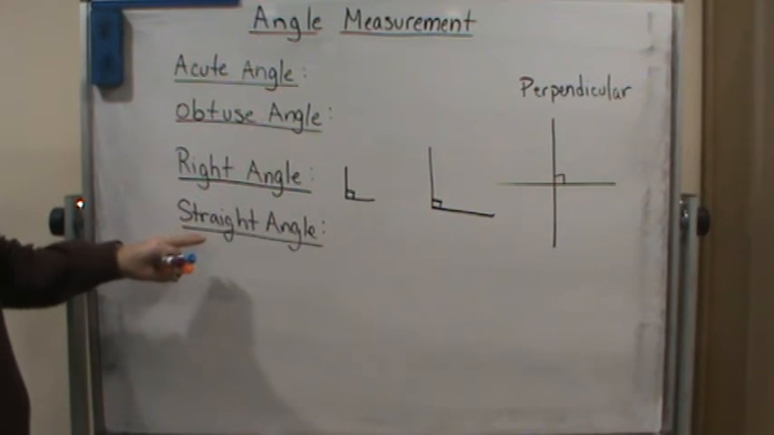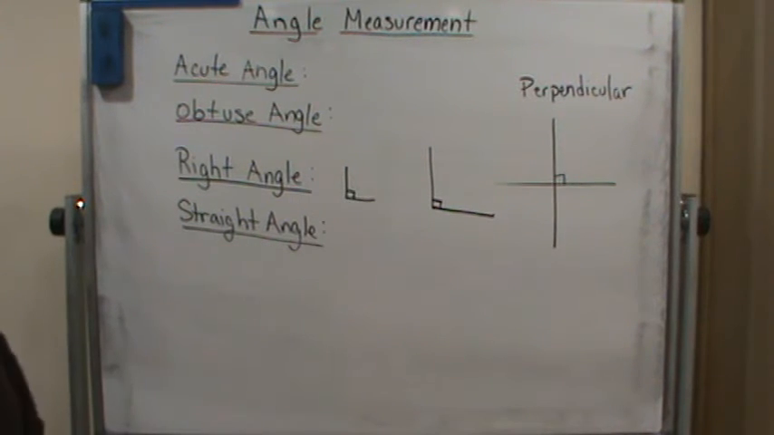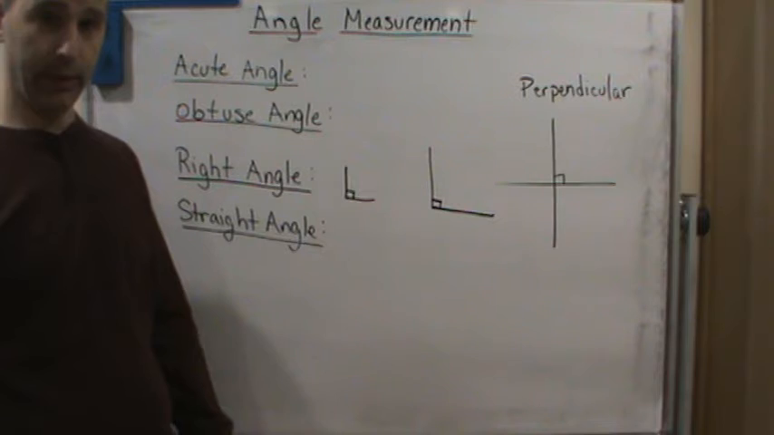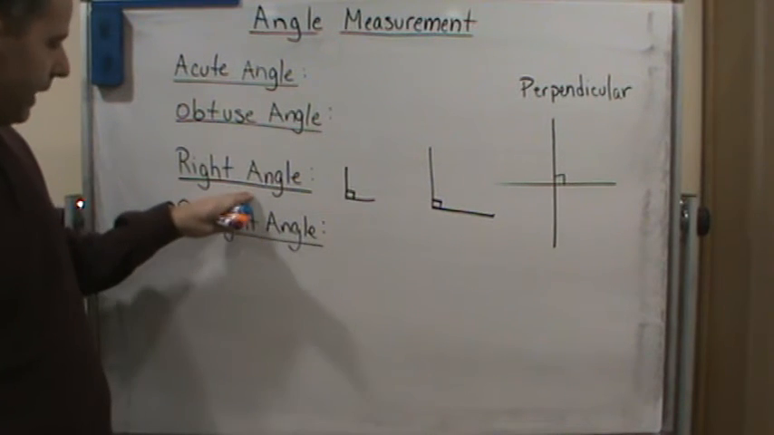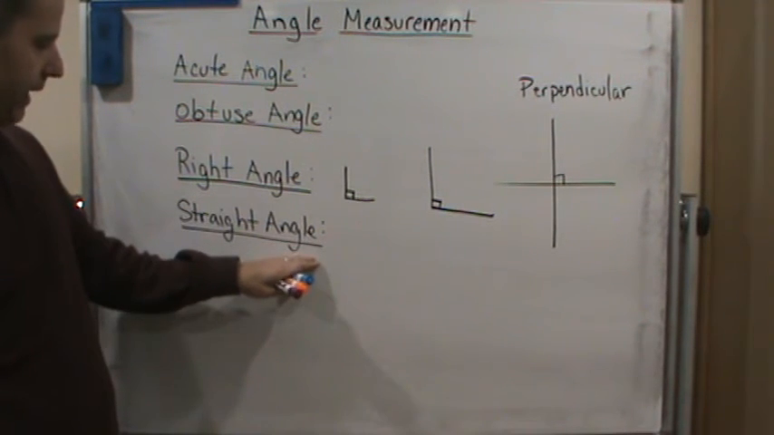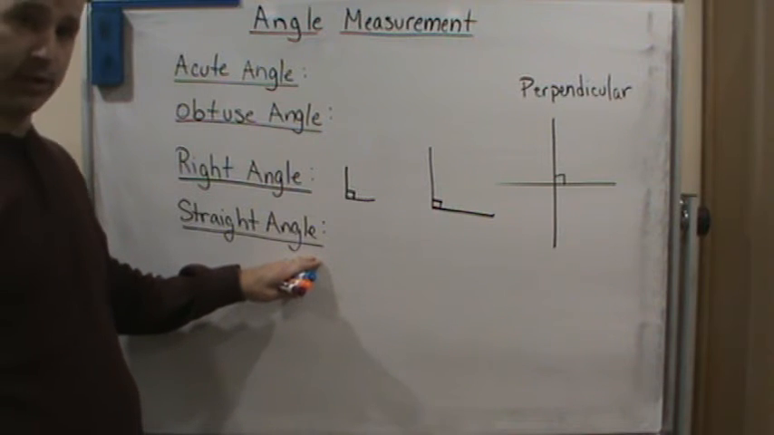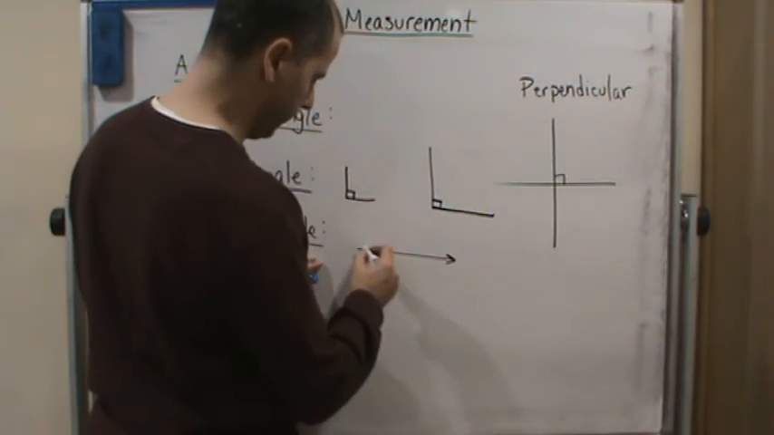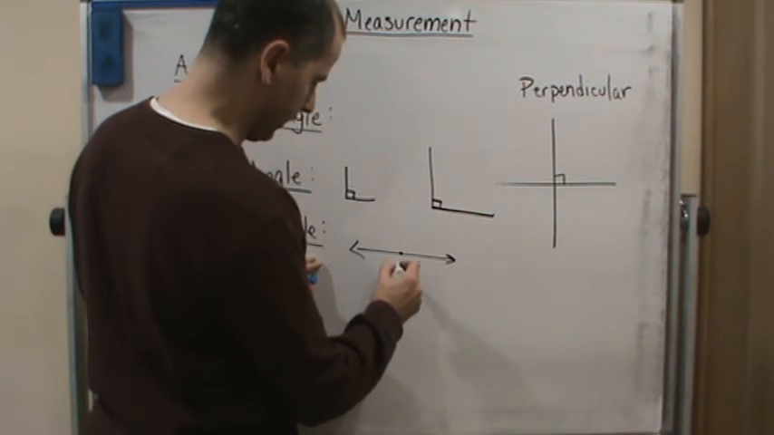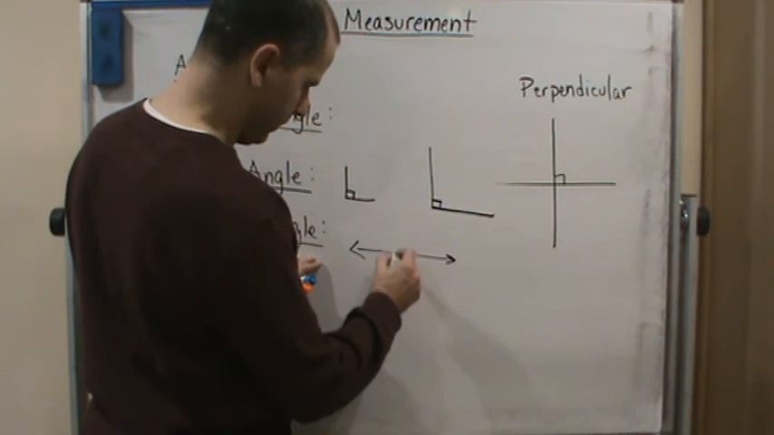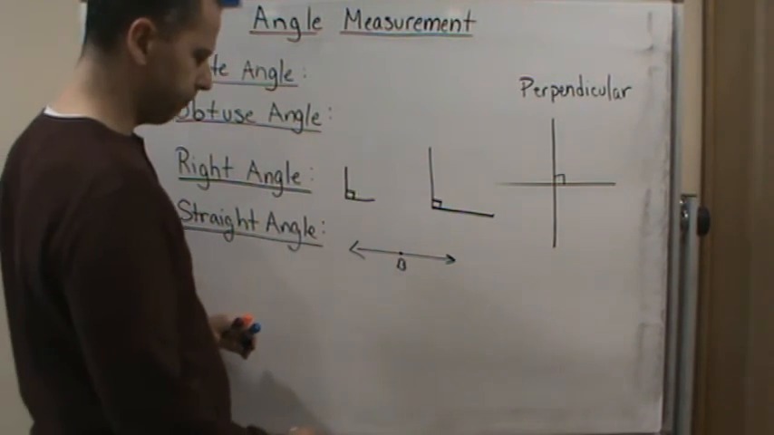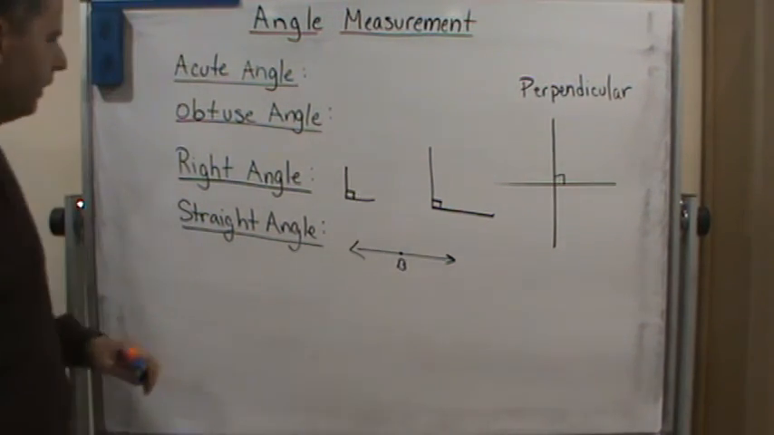And then finally, we have straight angles. A straight angle is a special angle that's 180 degrees. Whereas a right angle is 90 degrees, a straight angle is an angle that measures 180 degrees. So it's basically just a straight line. If you had something like this, then that would just be a straight angle. And that's about it.